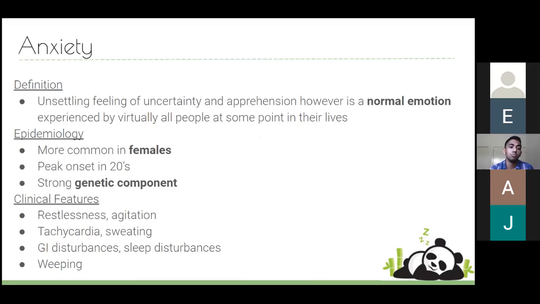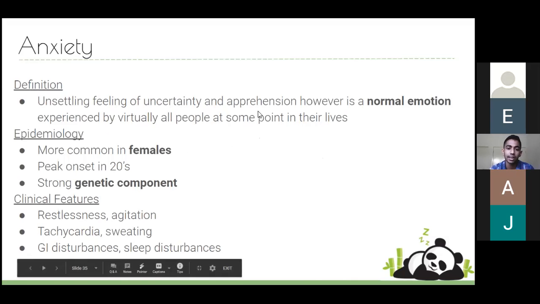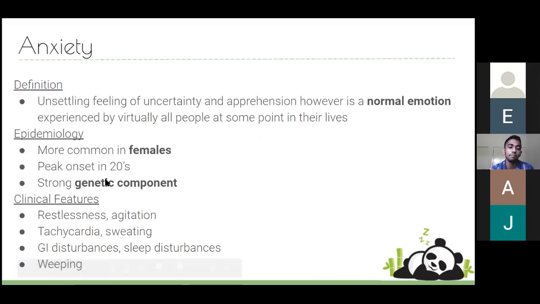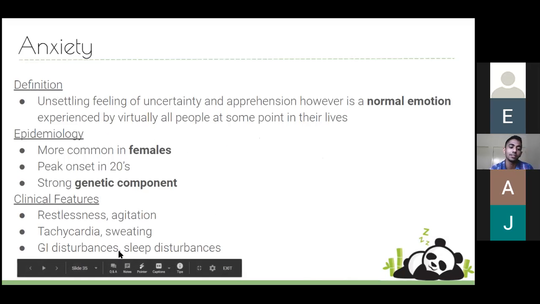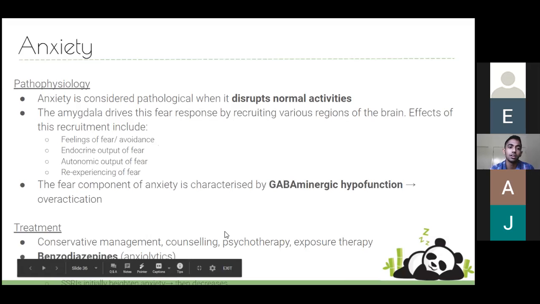All right, moving on. Anxiety. So this is a normal emotion people have, an unsettling feeling of uncertainty and apprehension. More common in females, young people in their 20s, and people with a family history of it. Common symptoms: you can just imagine a panic attack pretty much. So they get a really fast heart rate, sweating, nausea, sleep disturbances, things like that.